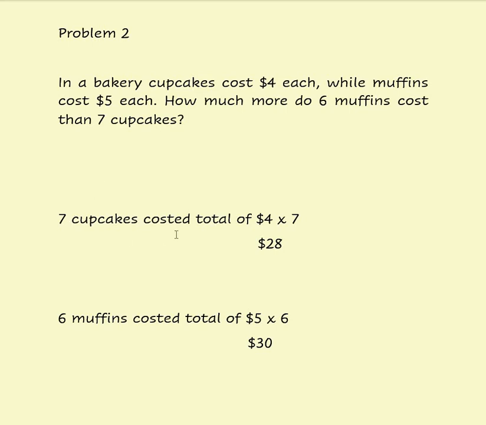So 7 cupcakes cost a total of $4 times 7, because each cupcake costs $4. So 4 times 7 is $28. And 6 muffins cost a total of $5 times 6, because each muffin costs $5. So 6 muffins cost a total of 5 times 6, which is $30.